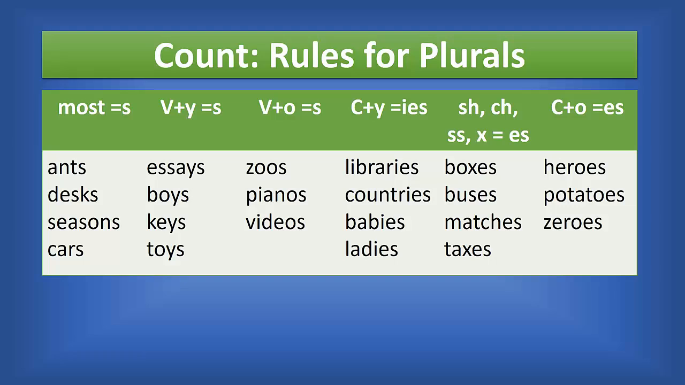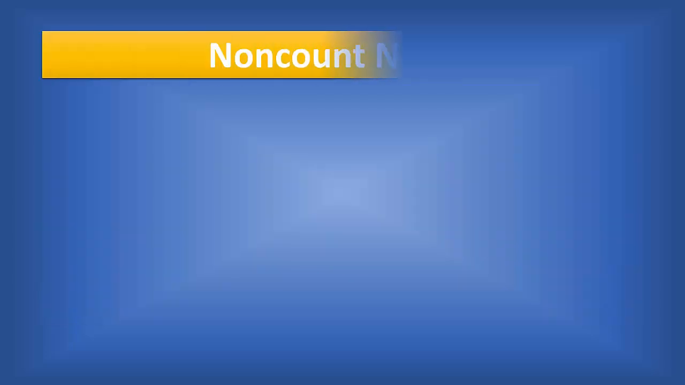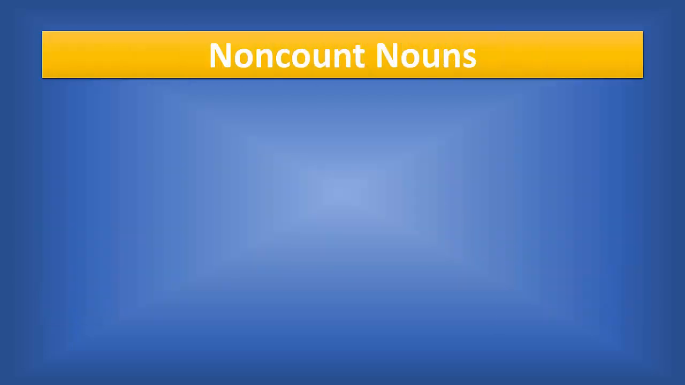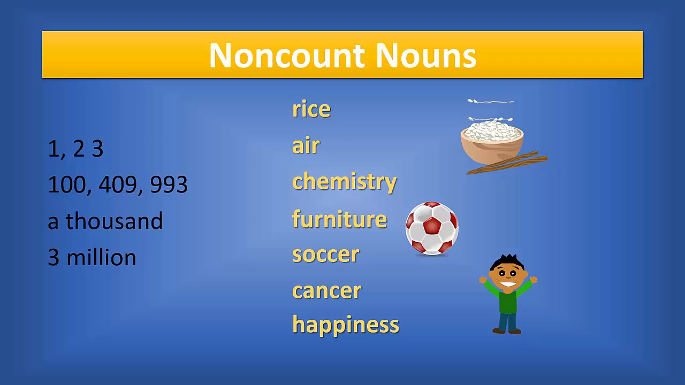But there are also irregular plural nouns that do not follow these patterns, such as children, men, women, mice, and feet. Non-count nouns like these are a little different. Because count nouns are countable, we can use numbers, but we cannot count rice or air, so we can't use numbers in front of non-count nouns.